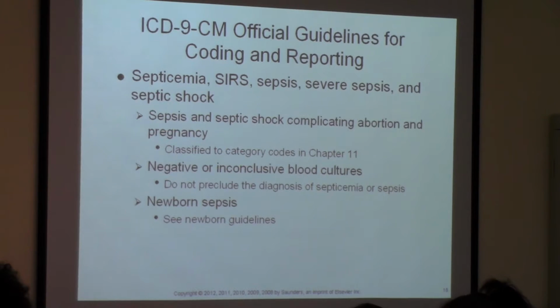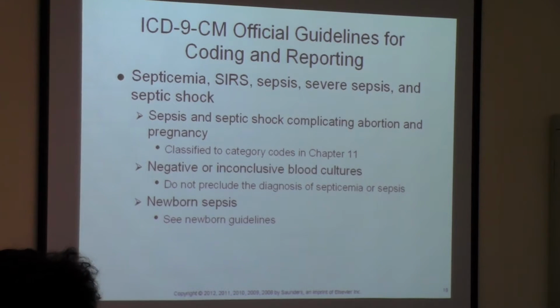Okay, sepsis and septic shock accompanying pregnancy. We're going to cover those in chapter 11 when we get to pregnancy, so I'm not worried about that right now. Negative or inconclusive blood cultures do not preclude the diagnosis of septicemia or sepsis. So basically what they're saying is that your blood cultures don't necessarily determine whether the patient has septicemia or sepsis. Okay, so negative or inconclusive blood cultures do not preclude it.